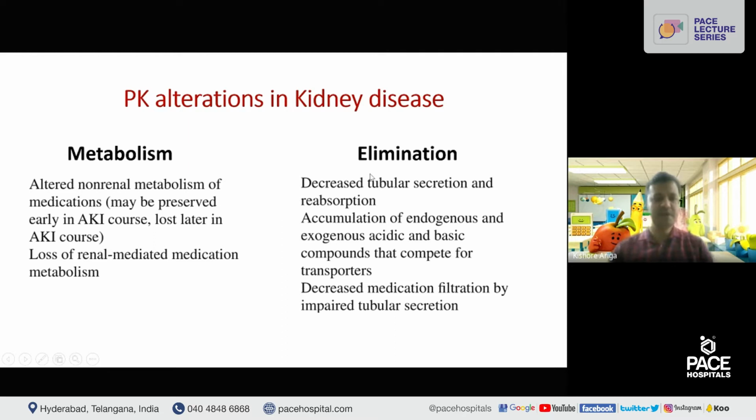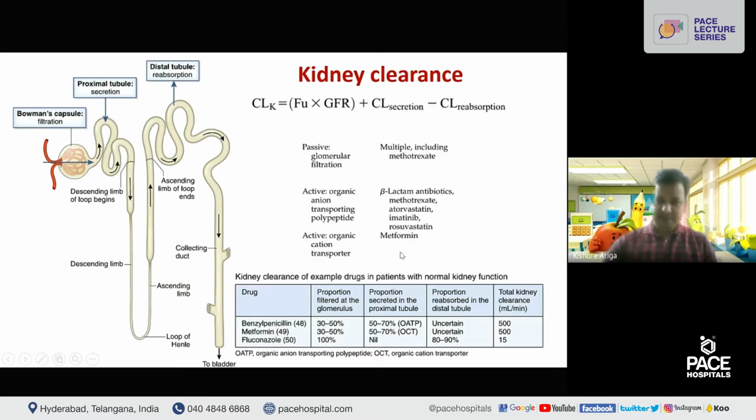Coming to metabolism, metabolism which happens in organs other than the kidneys can also be affected by kidney disease. In CKD patients, there are studies which show that metabolism with cytochrome P450 or other cytochrome enzymes is abnormal in the liver or at other organs. But in AKI, in the early stage it may be preserved, but it is lost in the later stage. And coming to elimination, I'll be telling that next.